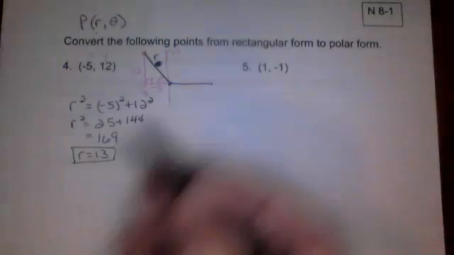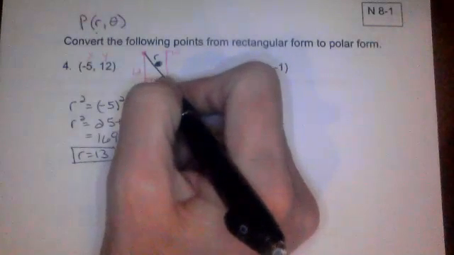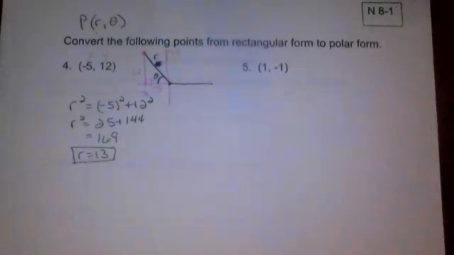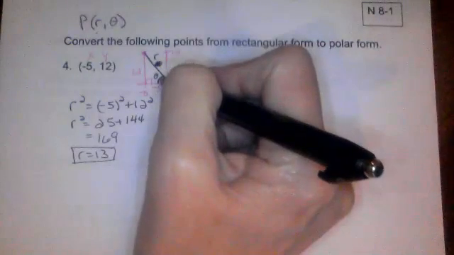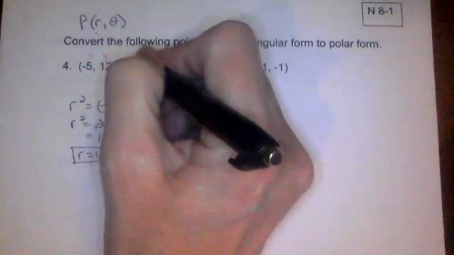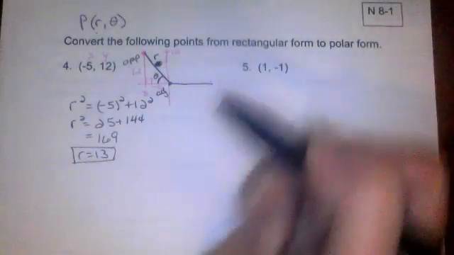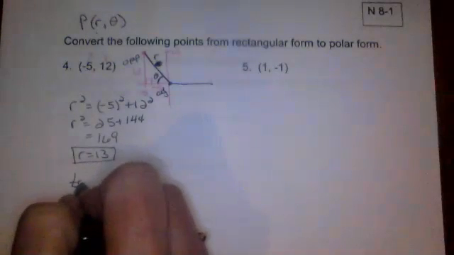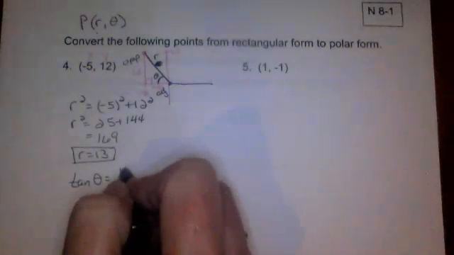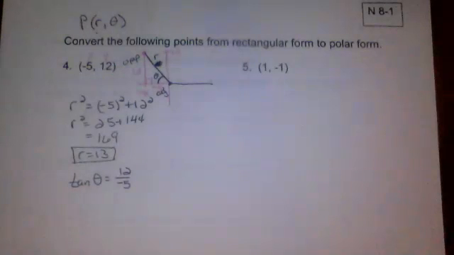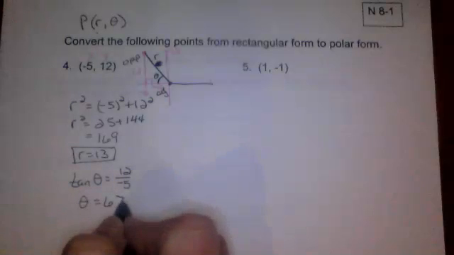For the theta, I need to figure out what the angle inside this triangle is. And in order to find that, I could use my right triangle trig. In reference to this angle, this would be the opposite. This is the adjacent. Opposite and adjacent would be tangent. So tangent of theta would equal 12 over -5. So I'm going to do inverse tan of 12 over 5, and I'm going to get theta is 67 degrees.